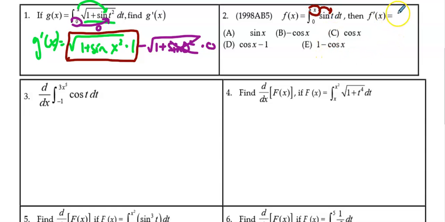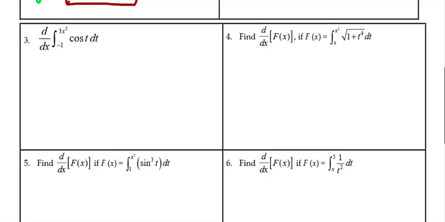So f prime of x is going to be sine of x, because again, we're taking the derivative of an integral. I've got to stress that: this only works when you're taking a derivative of an integral. So we take sine, replace the t with x, and multiply by the derivative of this function, which is 1. Because the lower limit is a constant, we don't care, so this answer is still going to be sine. I just showed you that example on the top.